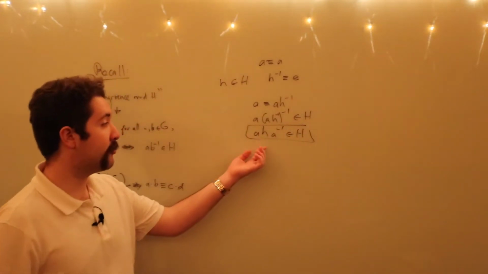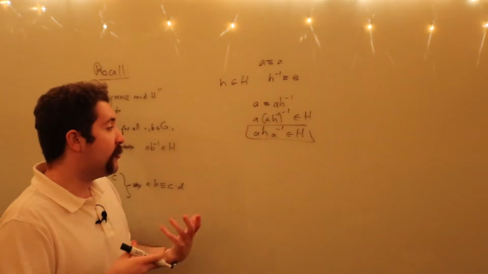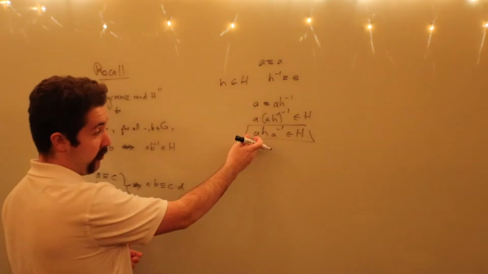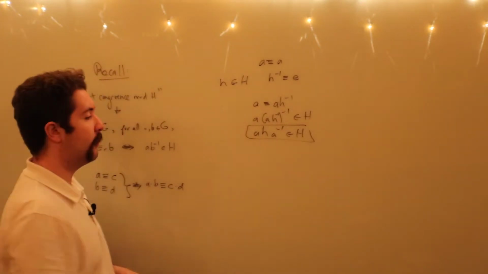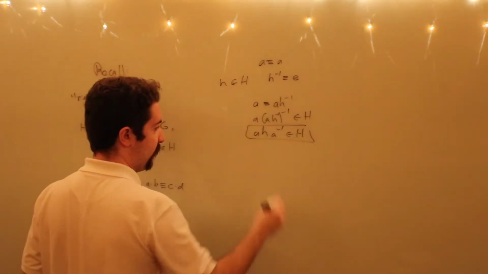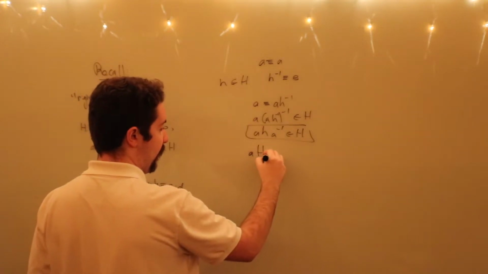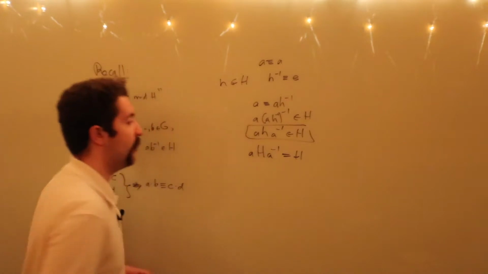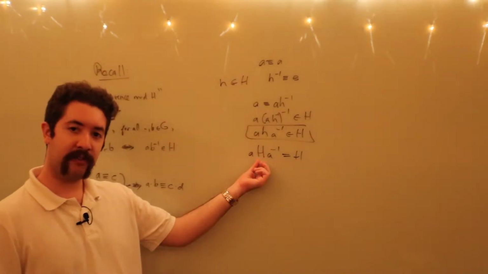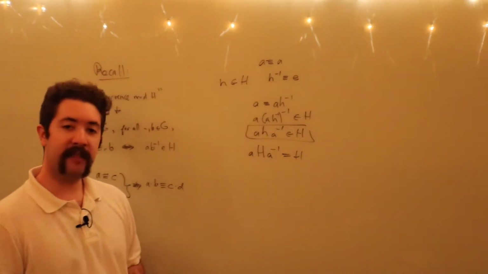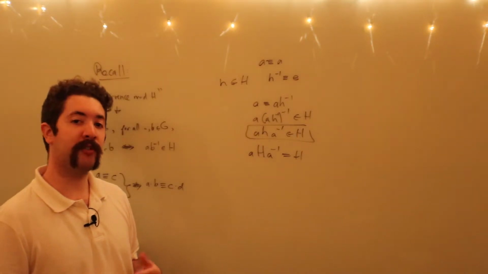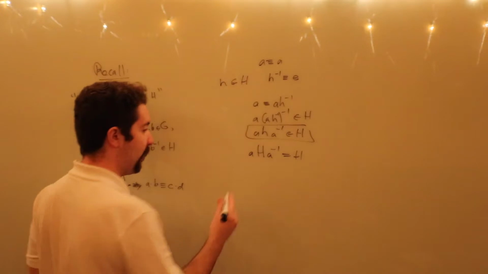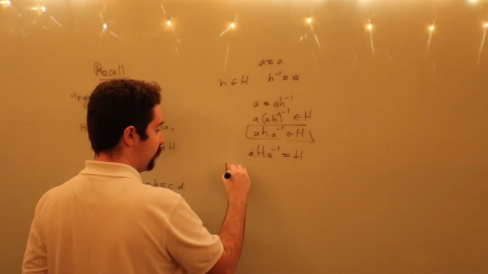And since this is true for all arbitrary elements H of this subgroup, and for an arbitrary element A of G as well, that means that big H, A inverse, is equal to H, right? It sends all of the elements of H to H. And this is exactly the property which we say defines a normal subgroup. So, by definition, H is normal in G.